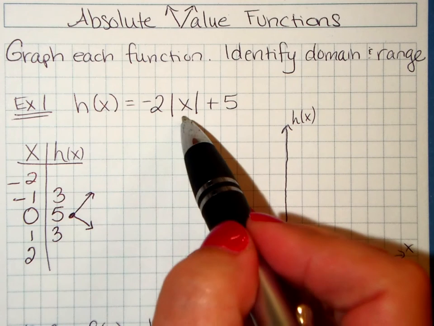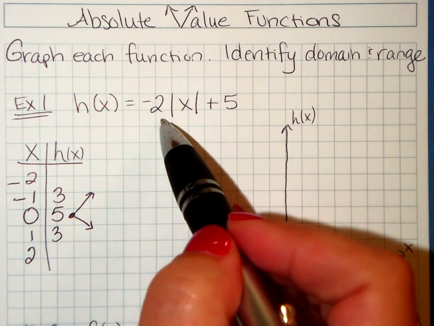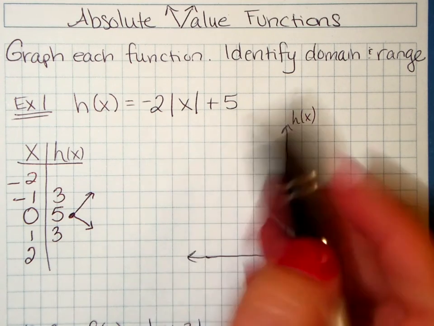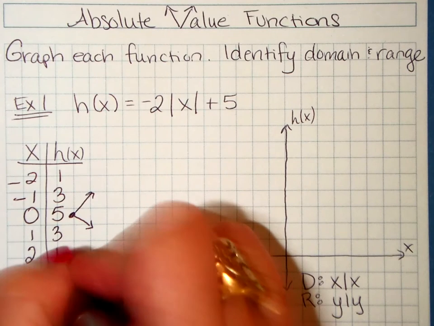So the absolute value, if I put a -2, is positive 2. 2 times -2 is -4. -4 plus 5 is 1, so I know this is 1 as well.